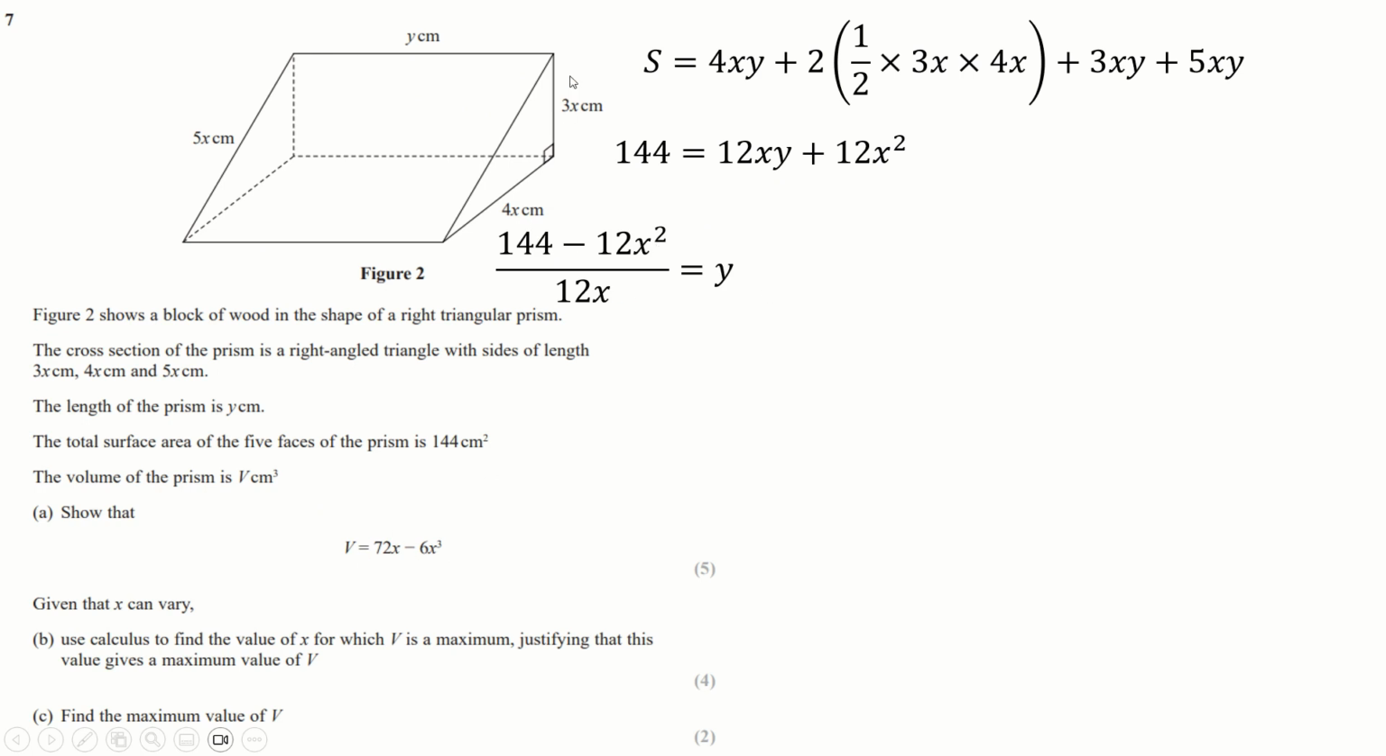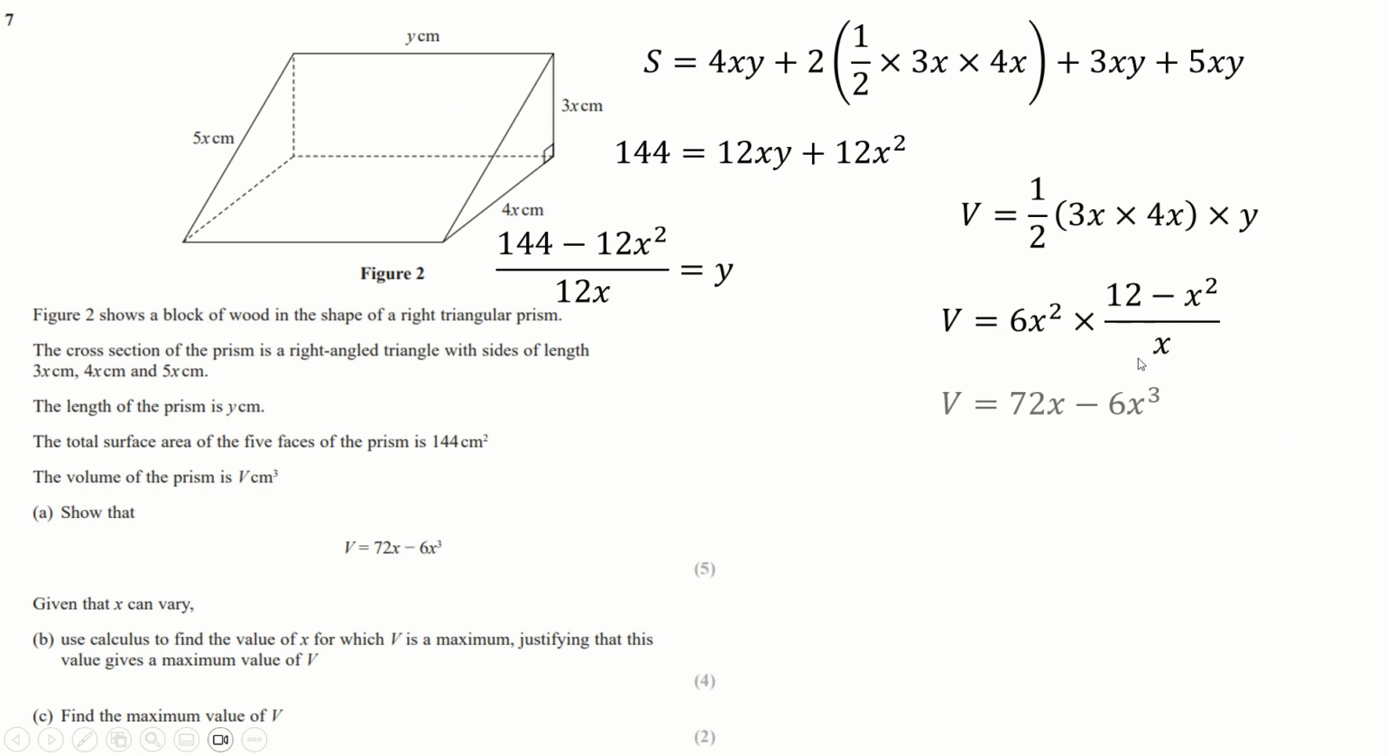The volume is just a half times 3x times 4x times y. So we just get this. This is, of course, 6x squared, I believe, times y. And y is written as this, dividing that by 12 successfully. x squared over x is just x, so we end up with this 6 times 12 and so on, and we get this, which is what they were asking us to show.